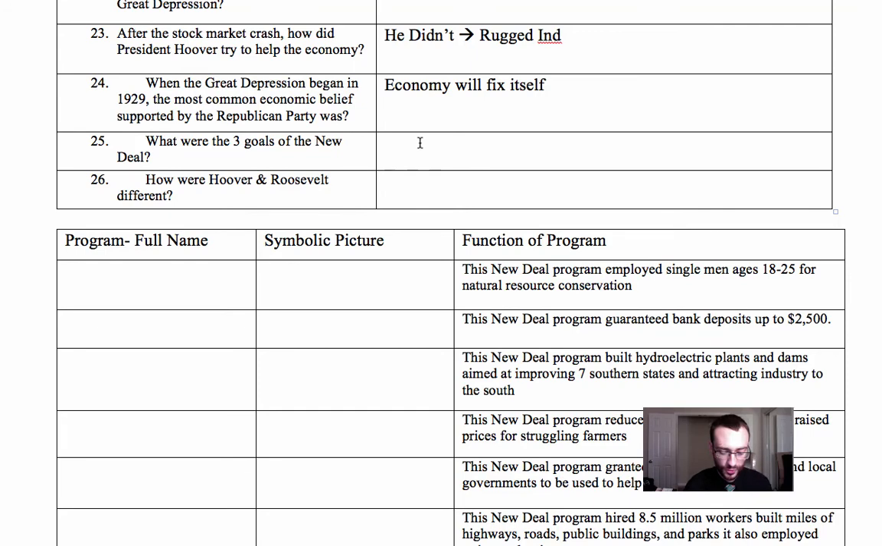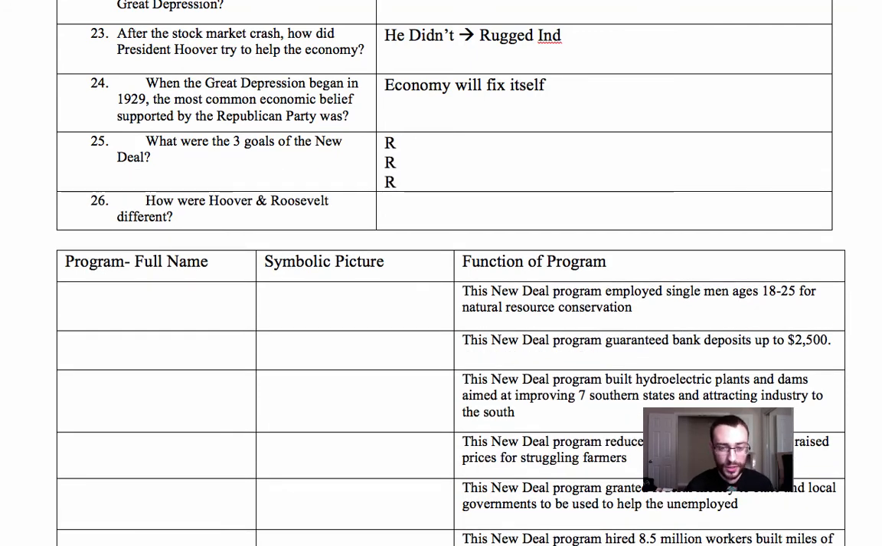25, what were the 3 goals of the New Deal? So these are the 3 R's. We have relief, reform, and recovery.